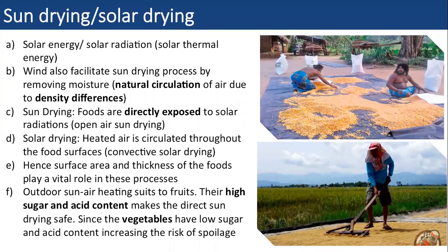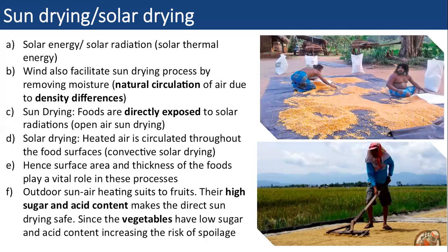Solar energy is very common, and we can feel its effect when we are exposed to sunlight. Therefore, it is freely available. We can get the energy available in solar radiation. Wind also facilitates the sun drying process by removing moisture.